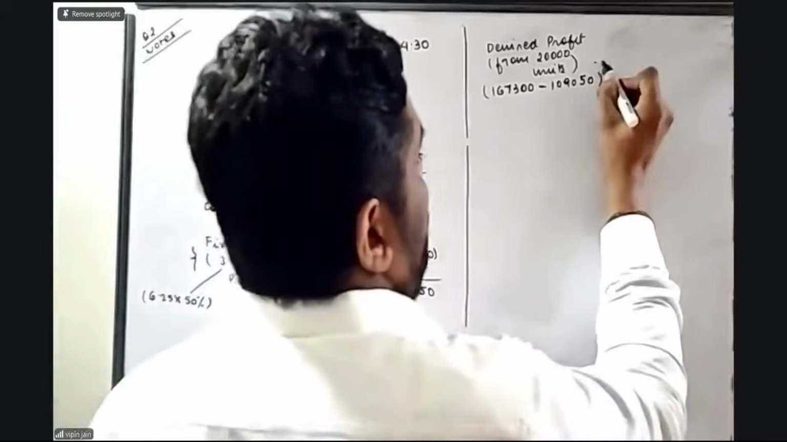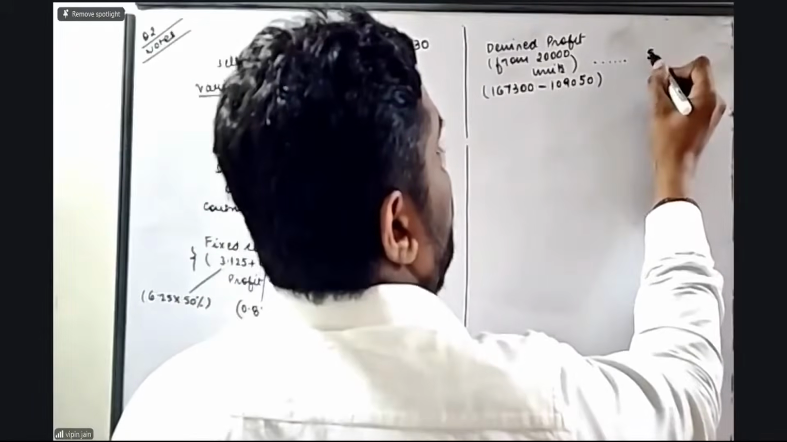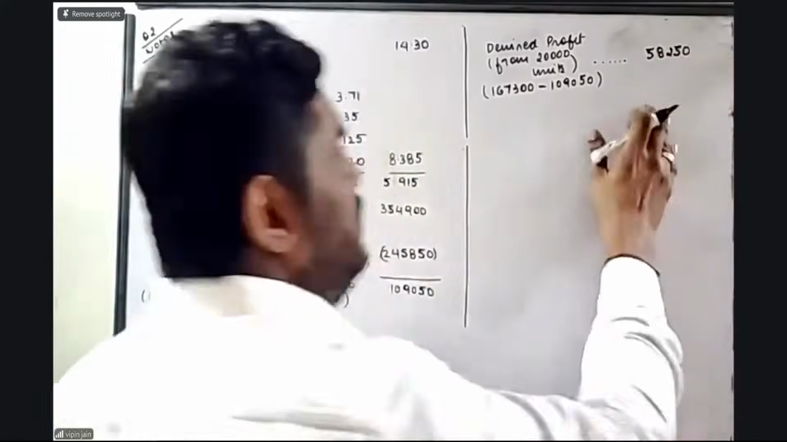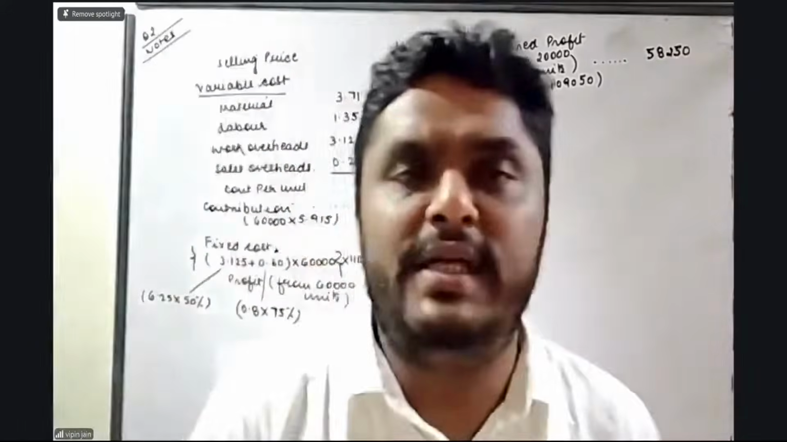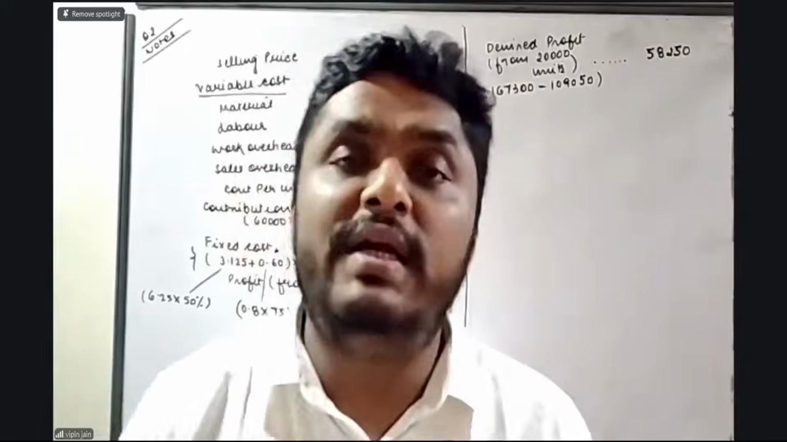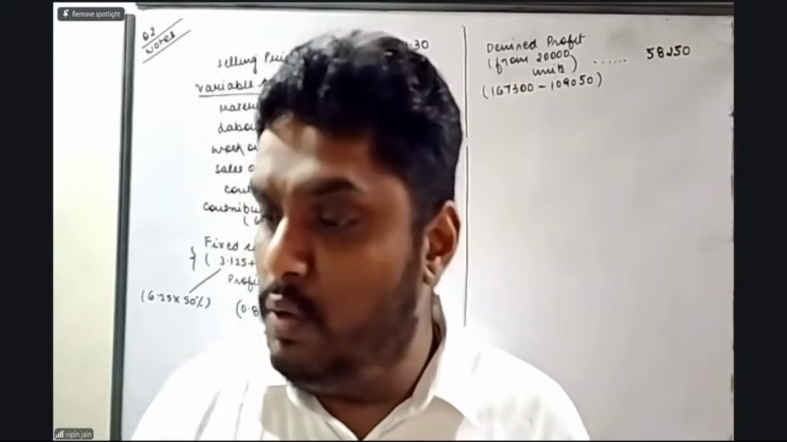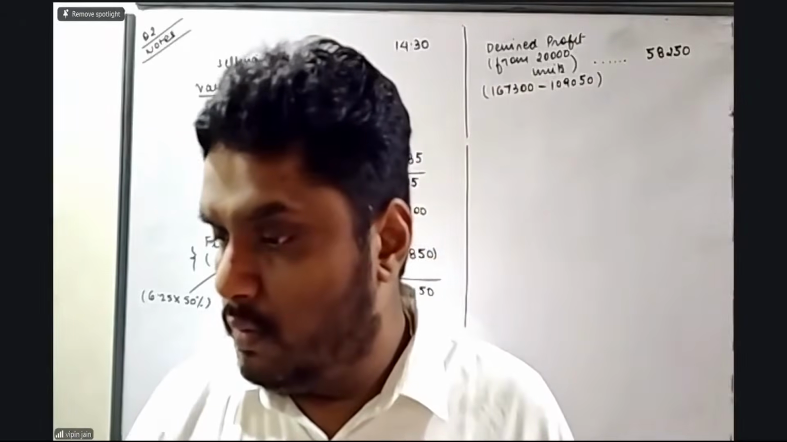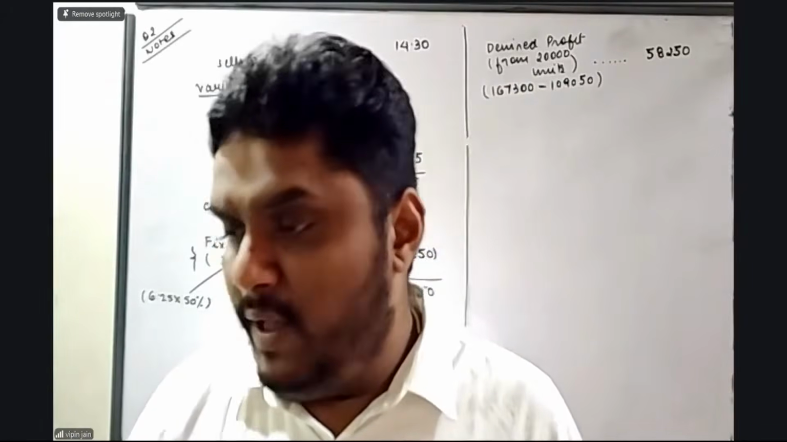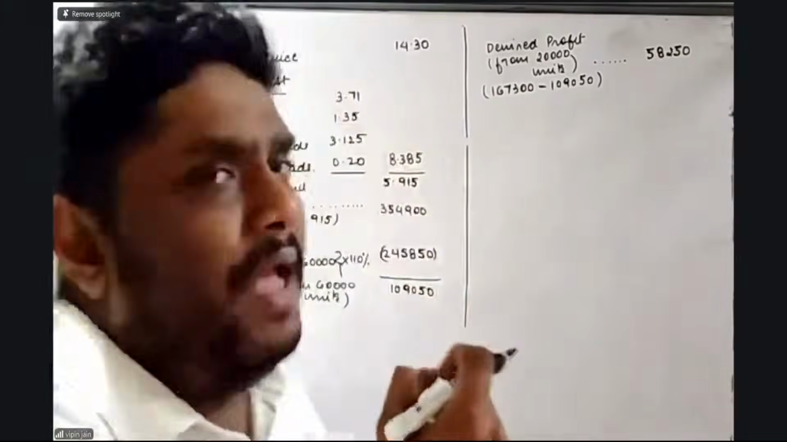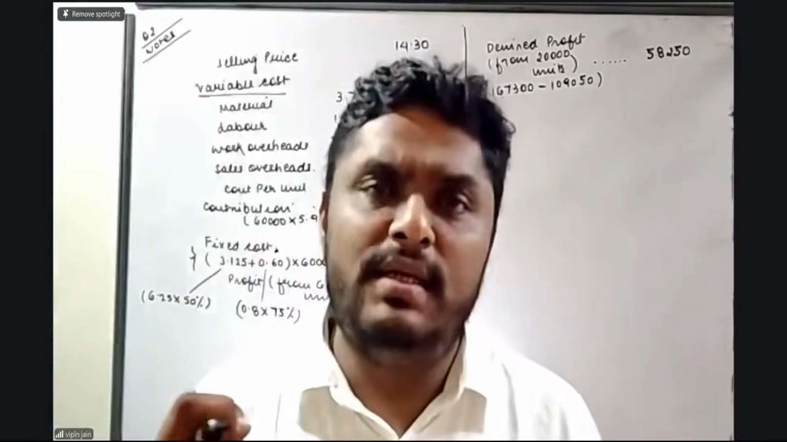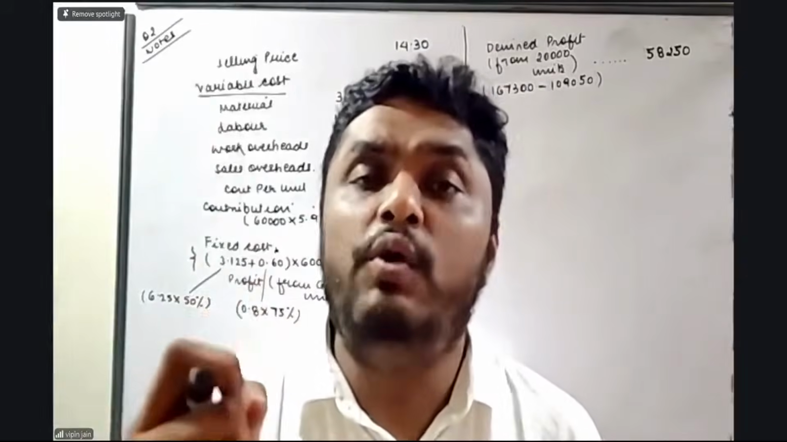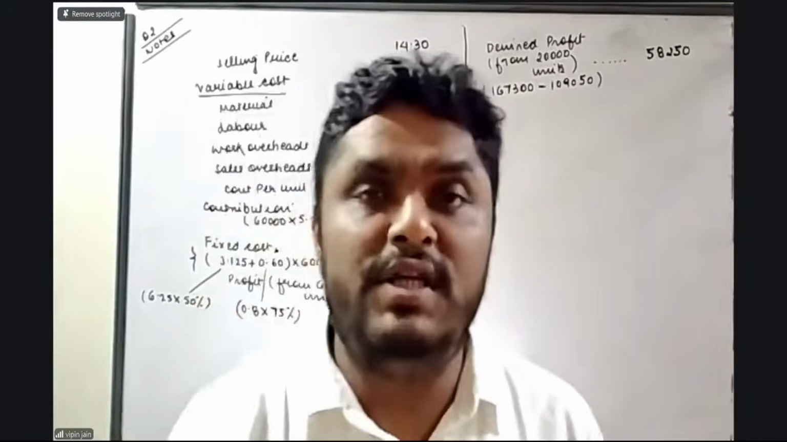So it means what? I want to earn how much from these 20,000 units? 58,250. This much I want to earn. Very good. Now, very important, guys. Just want a simple answer. What will be the manufacturing cost per unit of these 20,000 pieces?